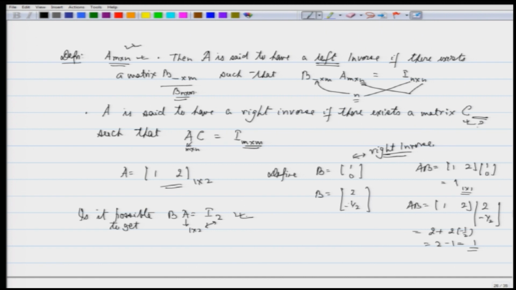All right. So, let us understand this. Suppose I get it. Suppose there is a B such that B times A is I2.